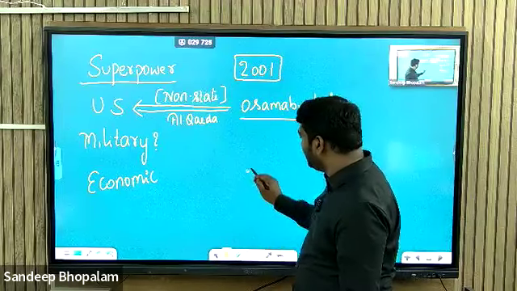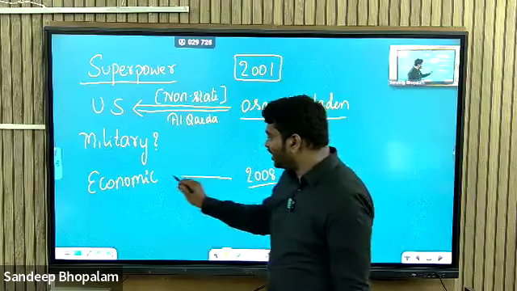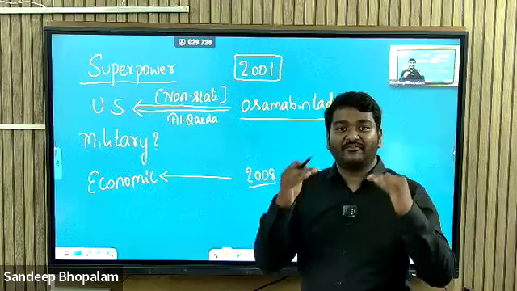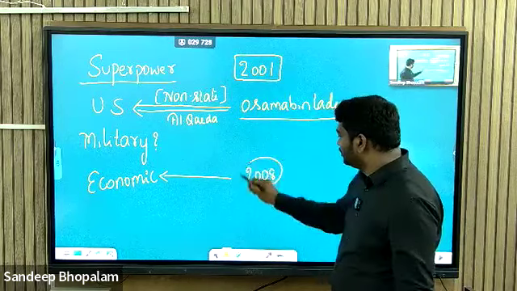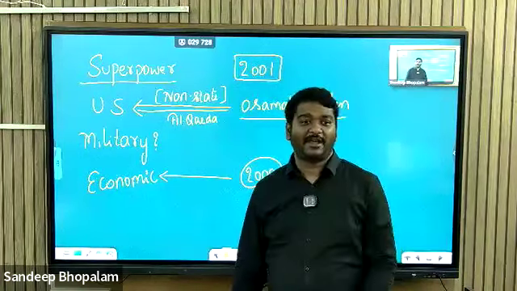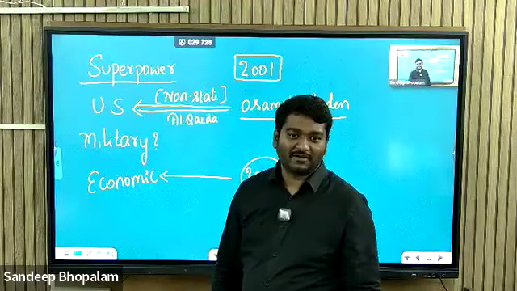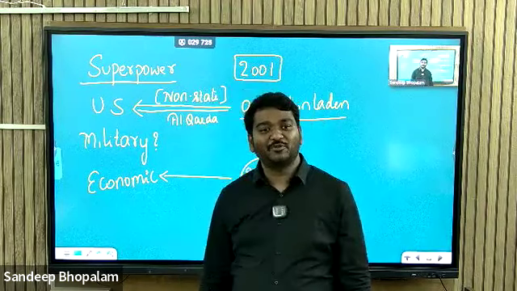And in the year 2008, there was an economic crisis. The entire world economy collapsed. Which year? 2008. Whose economy also collapsed? Yes. Now what happened? US, your military is not strong. Your economy is not strong. What type of superpower are you?